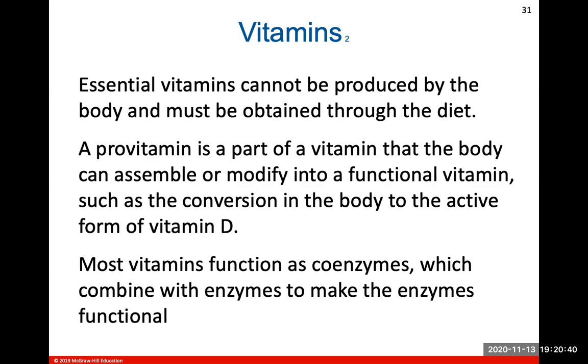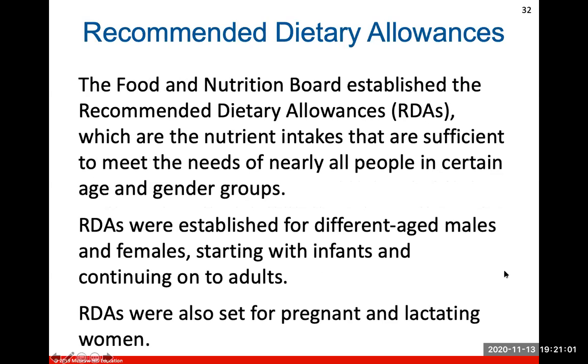Essential vitamins cannot be produced by the body and must be obtained through the diet, just like essential proteins. A provitamin is a part of a vitamin that the body can assemble or modify into a functional vitamin, such as the conversion in the body to the active form of vitamin D. Most vitamins function as coenzymes, which combine with enzymes to make the enzymes functional.